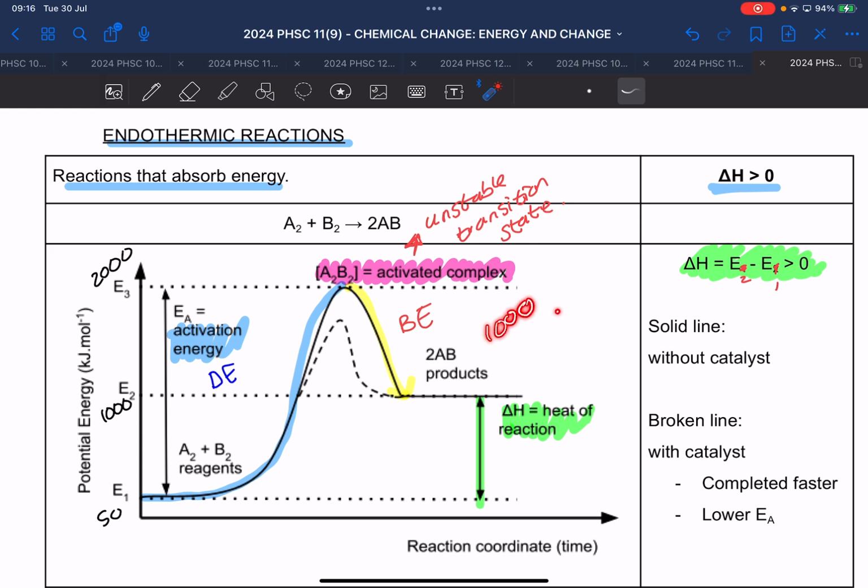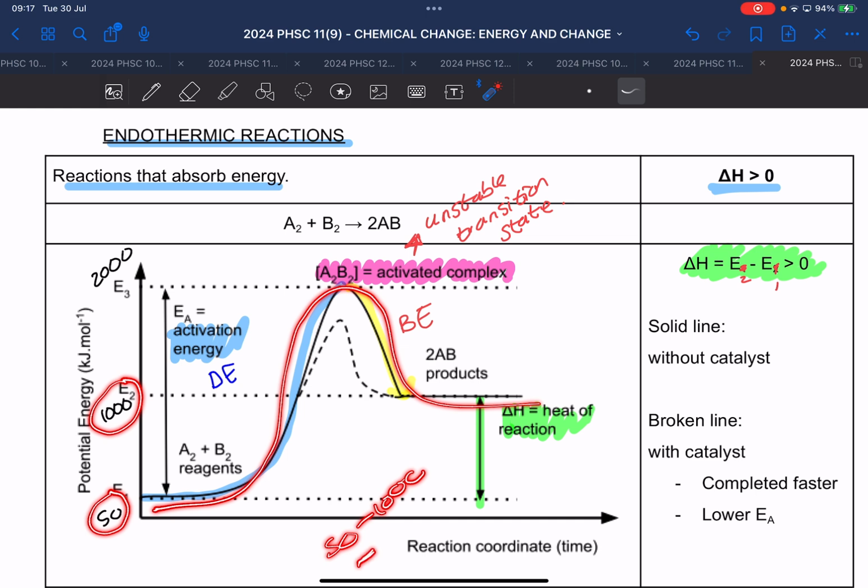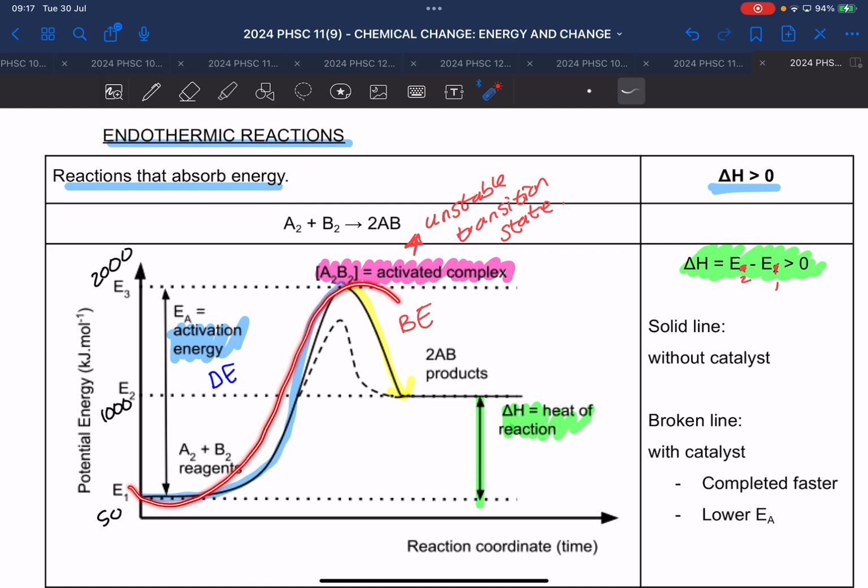Okay, so what is the heat of the reaction for the reverse reaction? No and yes. The value 950 is correct, but the symbol is wrong. Because it is heat of the reaction, it is the products minus the reagents. So it's 50 minus 1,000 gives you minus 950. Can you see if the forward reaction is endothermic, then the reverse reaction is exothermic? Yes? Okay.